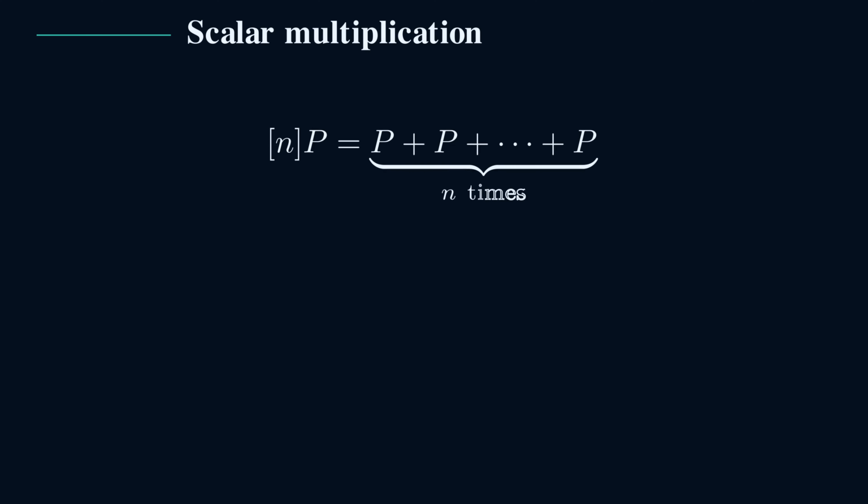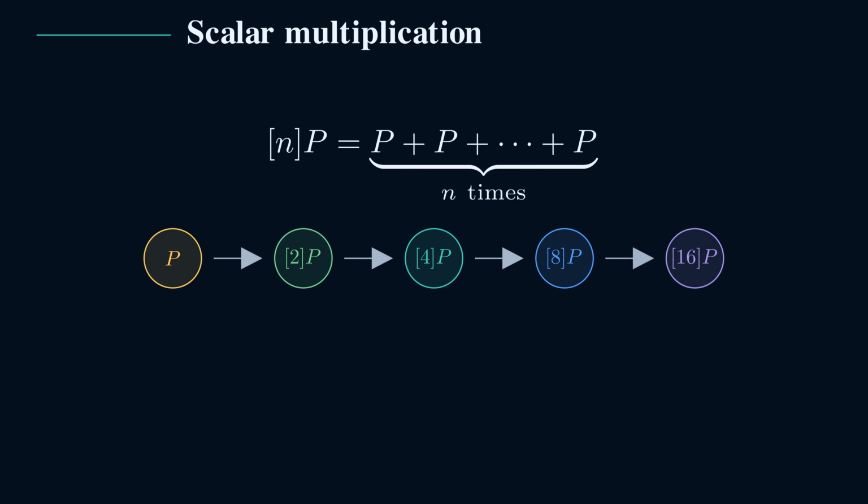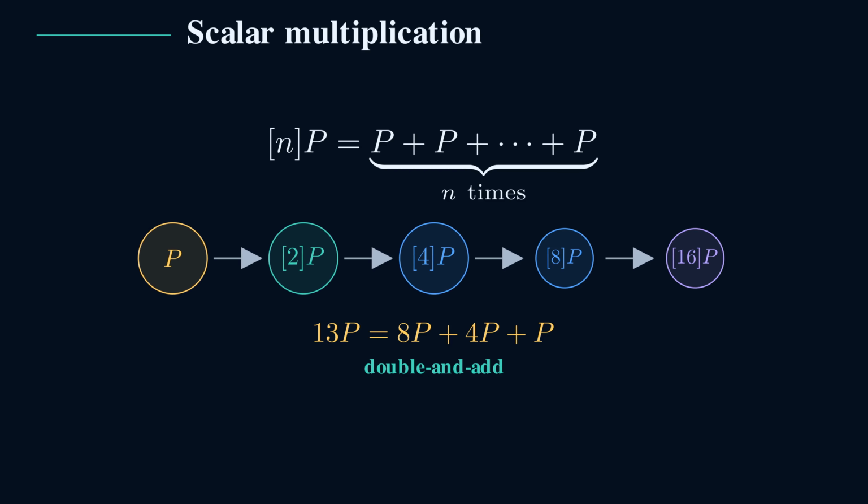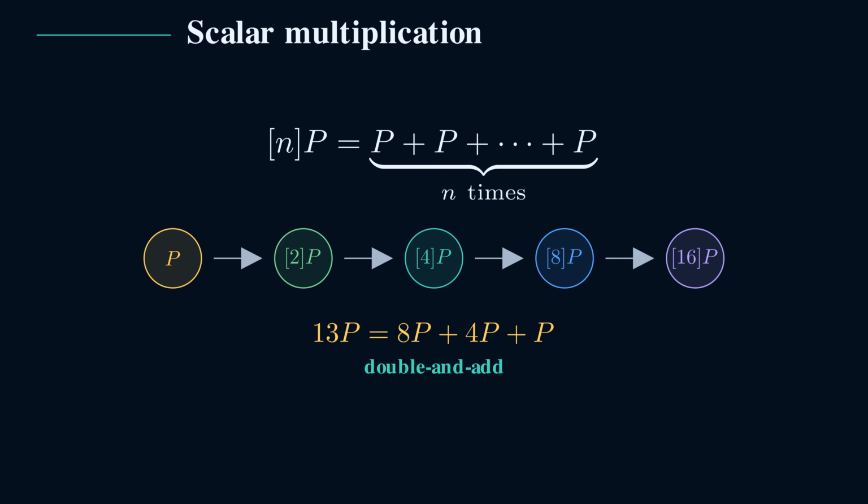Repeated addition leads to scalar multiplication. [n]P means adding P to itself n times. This operation is the engine behind elliptic curve arithmetic. Computing nP naively would be slow, but binary expansion makes it efficient. For example, 13P becomes 8P plus 4P plus P. So the geometry scales into practical arithmetic.